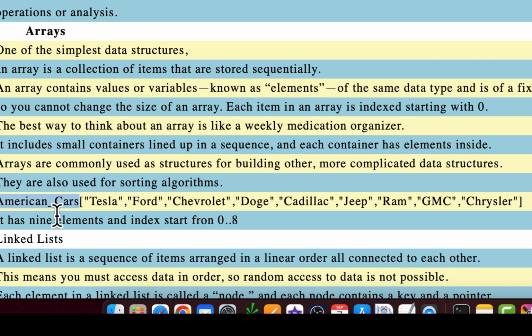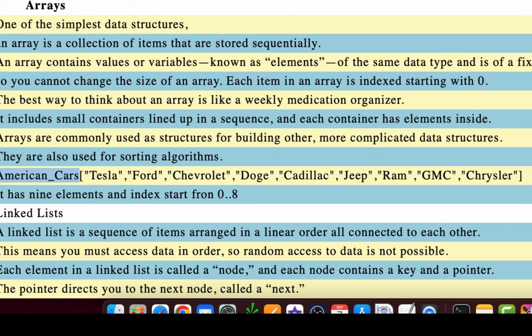We call, for example, American cars, and we open two brackets and put 0, it gives me the Tesla. If I put 1, it gives me the Ford. So this is just to get the information.